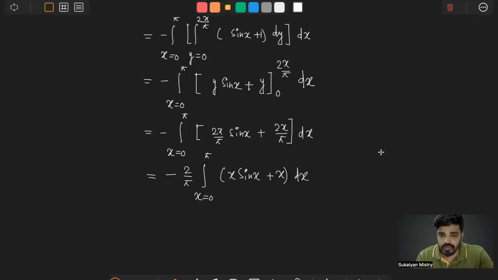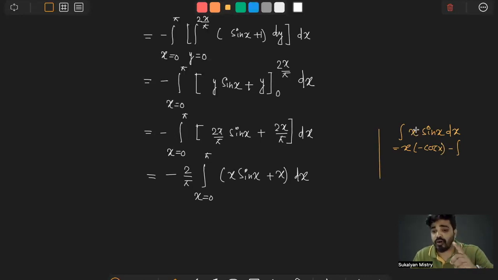Now we have to integrate, so I will show the integration on the side. Integration of x sin x dx: x is the first function and sin x is the second function. Integration of the second, sin x, is minus cos x, minus the integration of the derivative of the first, which is 1, times the integration of the second, minus cos x, so this will be plus cos x dx. So ultimately you get minus x cos x, and integrating cos x gives simply sin x. So integrating x sin x gives minus x cos x plus sin x.